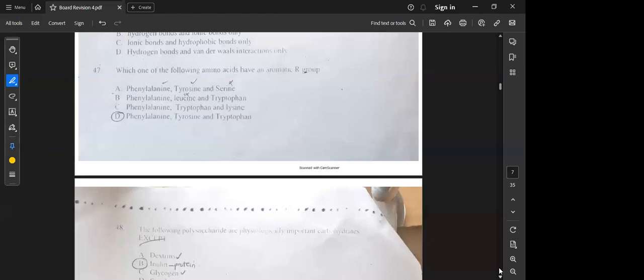There's a nice diagram in Dr. Martin's slides. I can forward it to us. If someone remembers the mnemonic for the essential amino acids, you can reshare it in the chat box, because otherwise we'll be moving on. For the next question, number 47, we've already said the answer is D, so we can move to 48.